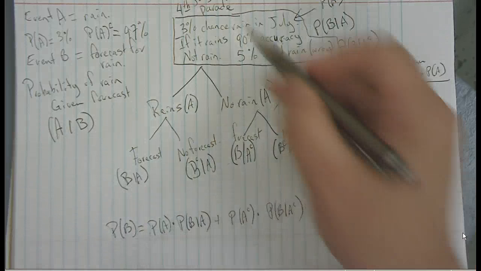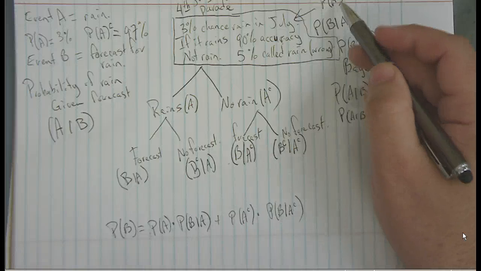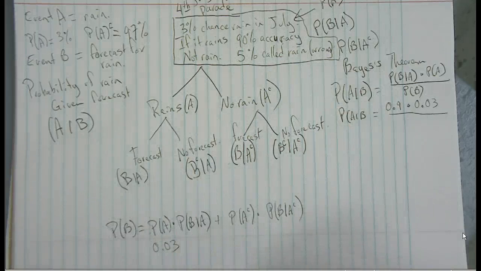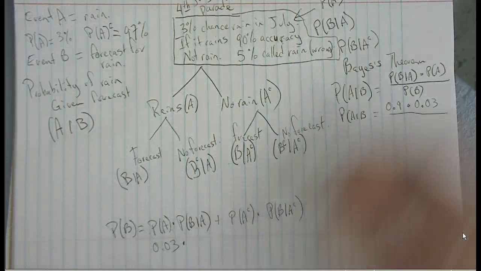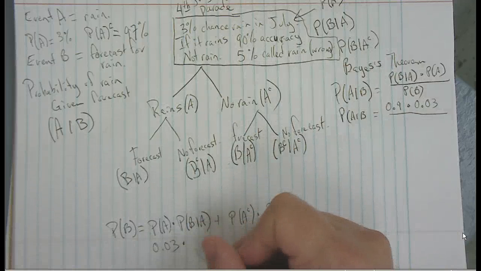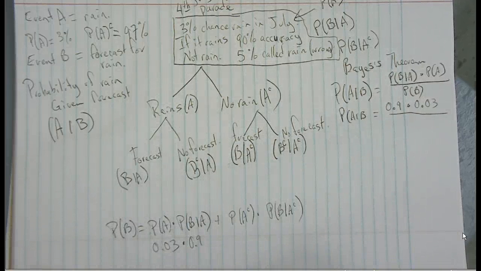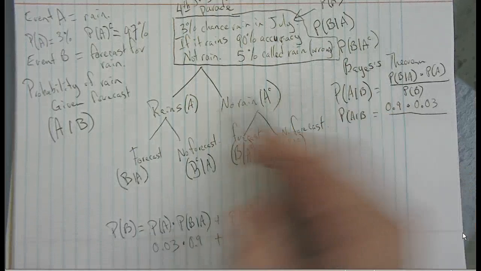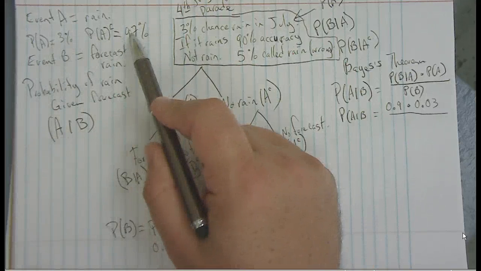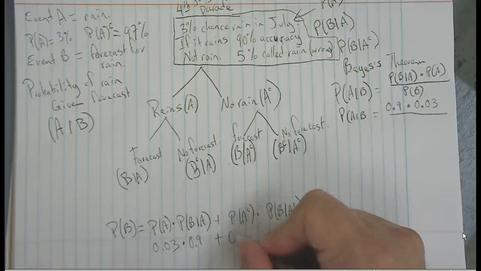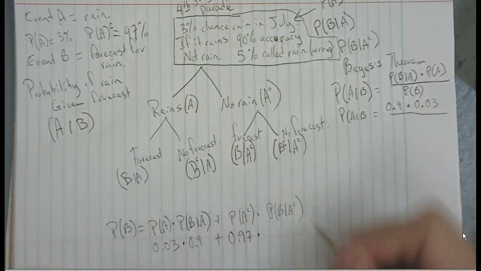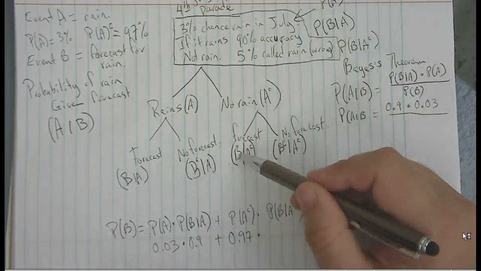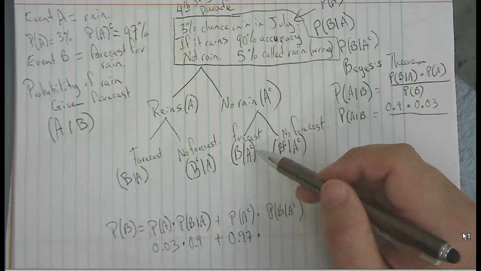All right, so here we go. What is the probability that it rains? So that would be 0.03. That's the probability here, times the probability of B given A, which is 0.9, right? And we're going to add to it, what is the probability that it didn't rain? Well, if this was 3%, then the probability that it didn't rain is 0.97 times the probability that, let's see, we want this one, that there was a forecast and it didn't rain.